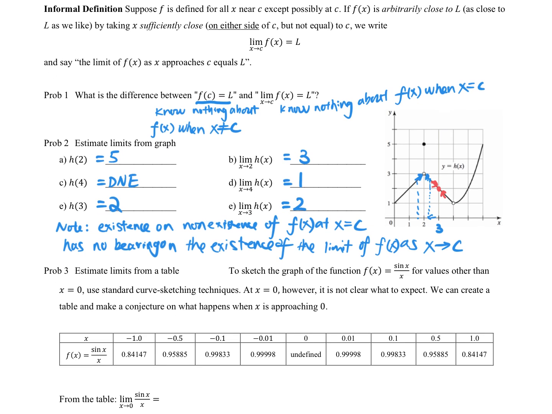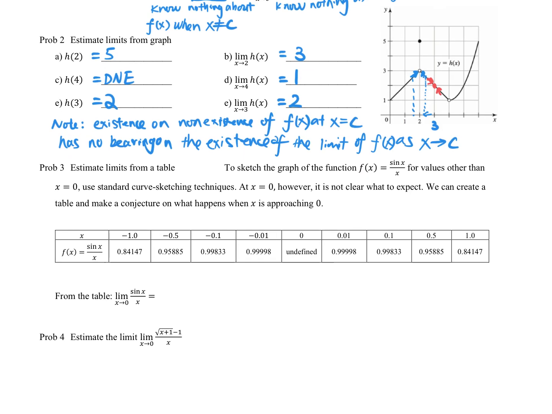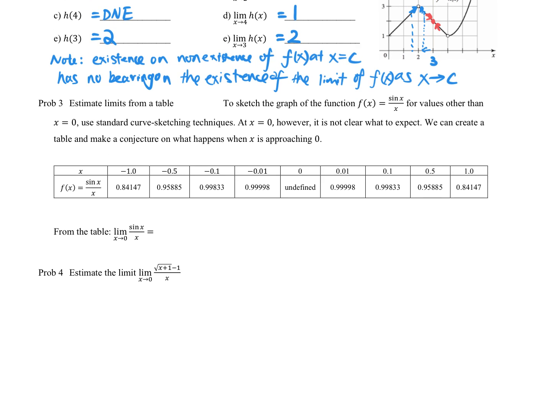All right, so we talked about how to find limits from the graph. Usually this is pretty easy. You just look at the function value from both sides of a certain value c, and if they approach the same value, then the limit exists, right? Now let's talk about how to estimate limits from a table.